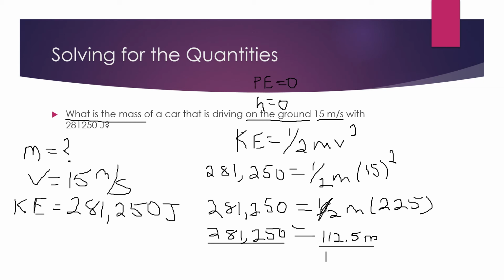Don't be scared by the large numbers. Okay, gone. And then when I divide that, I should get something like, I believe, yes, the mass is indeed 2,500. Mass equals 2,500 kilograms.